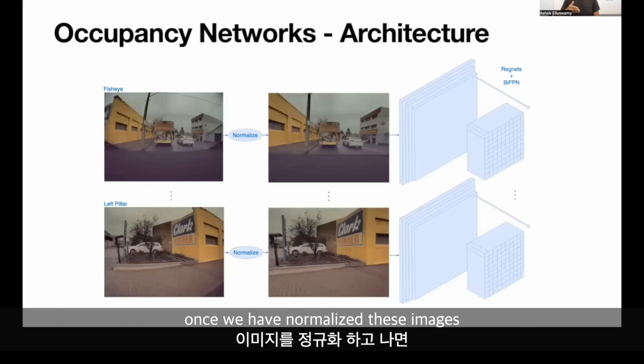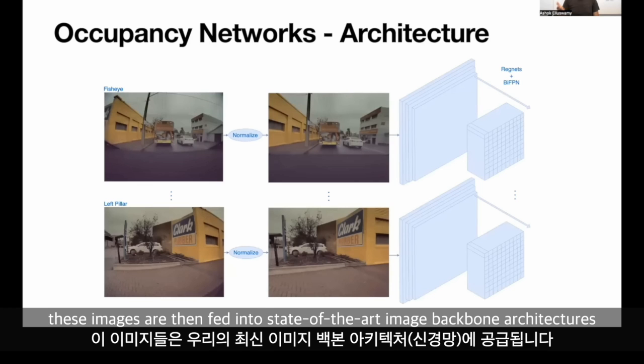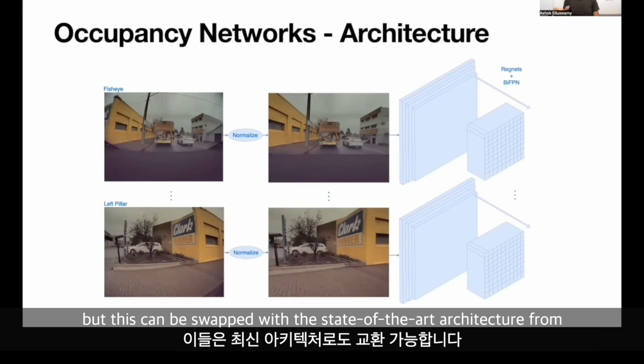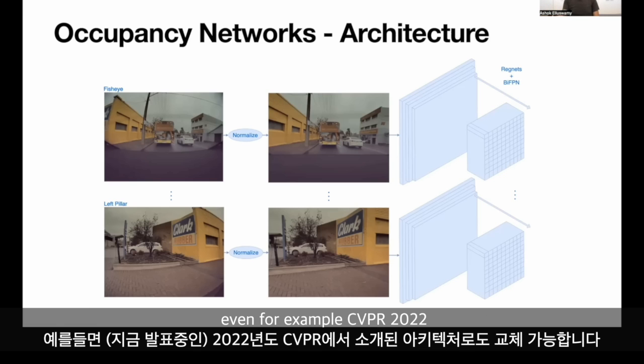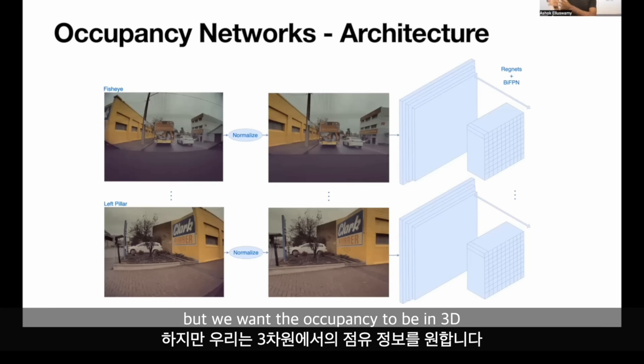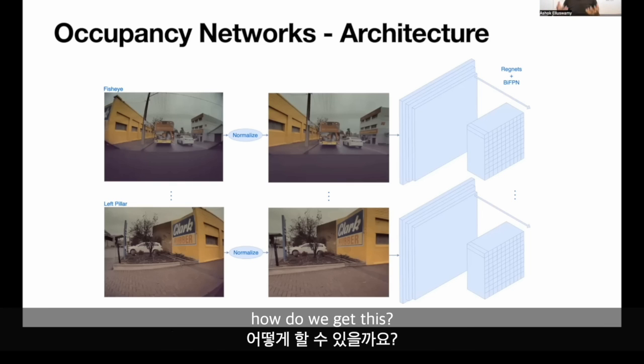Once we have normalized, these images are then fed into state-of-the-art image backbone architectures. Here, for example, we use RegNets and BiFPNs to extract the image features. But this can be swapped with the state-of-the-art architecture from, for example, CVPR 2022. These backbones now produce high-dimensional features in the image space. But we want the occupancy to be in 3D, right? How do we get this?